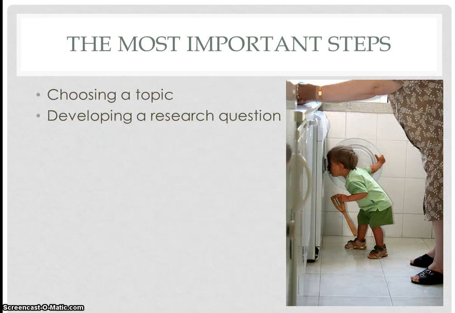So probably the two most important steps involved in this whole research process are A, choosing a topic, and B, developing a research question. Now, as I was saying, you're going to be able to choose your own topics. They just have to somehow be related to social justice in some way. And what you want to do is choose a topic that you don't really know very much about, but that you would like to learn more about.